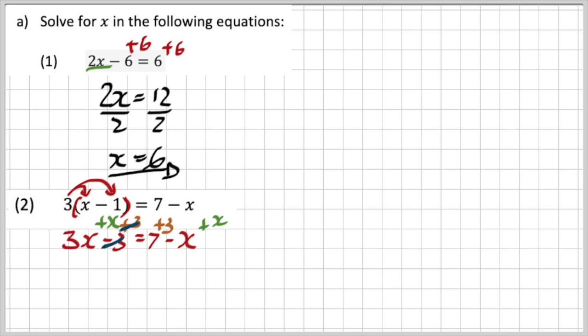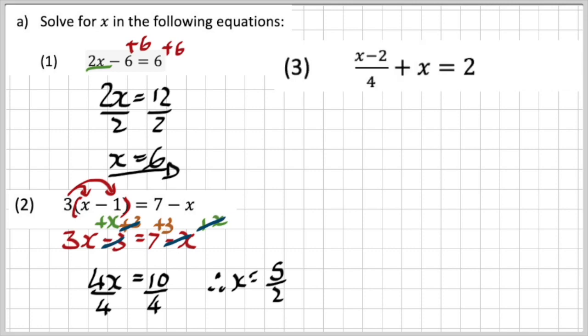So the 3's are going to cancel out on the left, and the x's are going to go away on the right. On the left, I've got 4x, and on the right, I've got 10. Dividing by 4 on both sides gives me x as being 5 over 2. Very simple and straightforward.